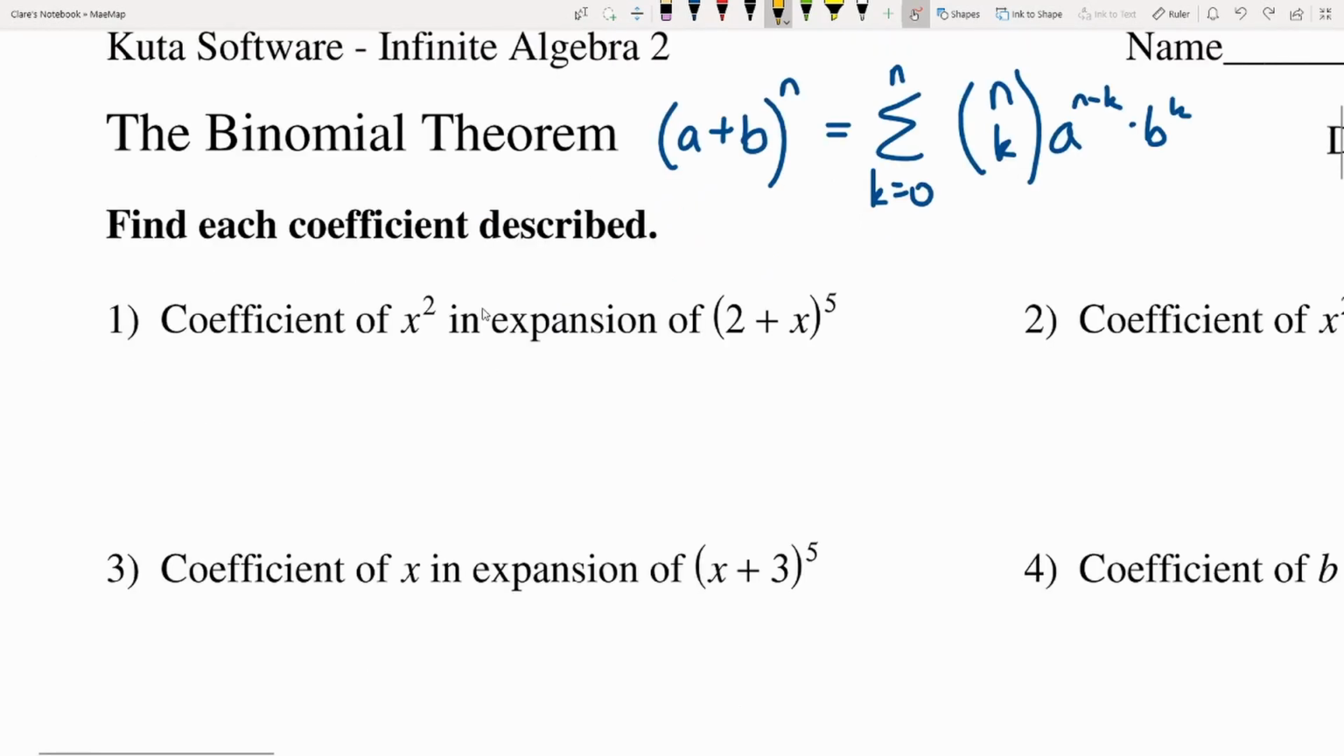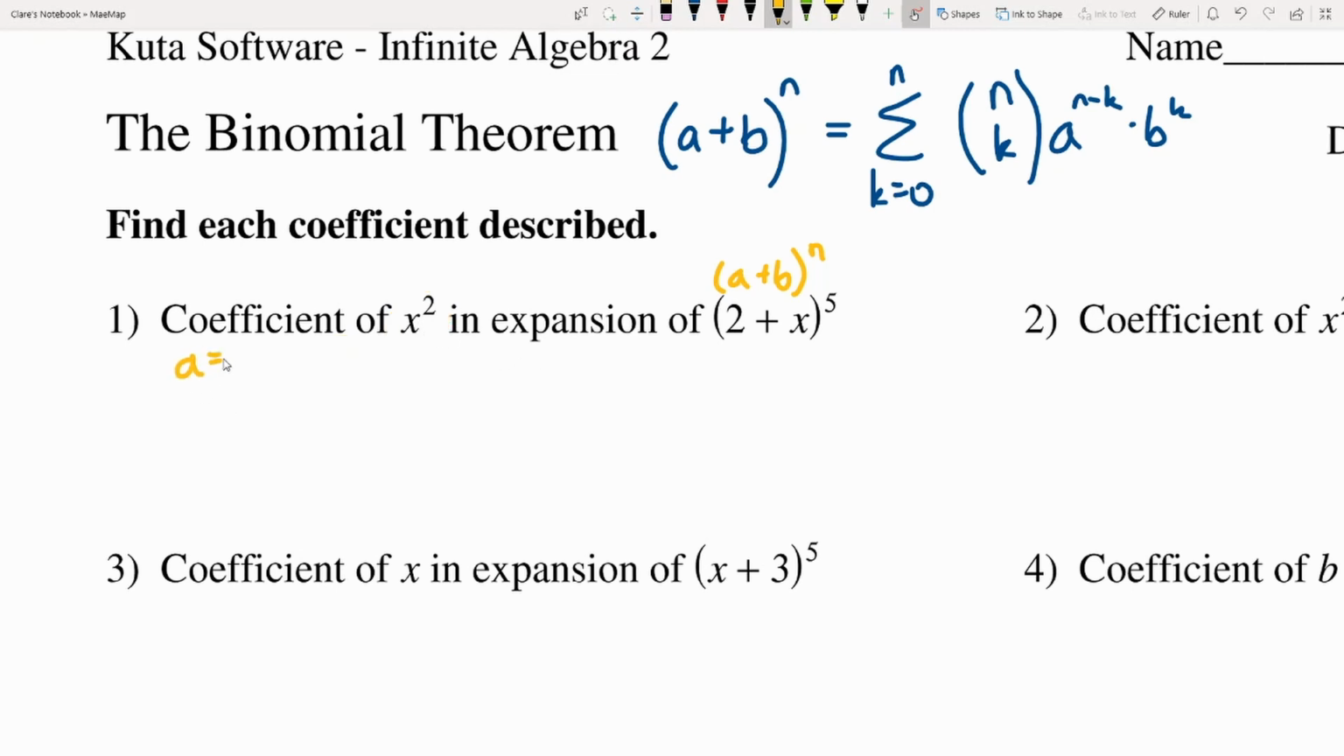In numbers 1 through 6, we're going to be finding each coefficient described. Number 1 asks for the coefficient of x squared in the expansion of (2 + x) to the 5th. So this is our (a + b) to the n, where n is 5, b is x, and a is 2. We want the number that's multiplied by x squared.